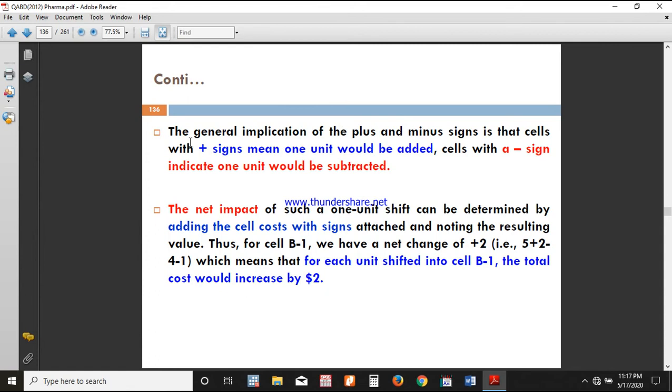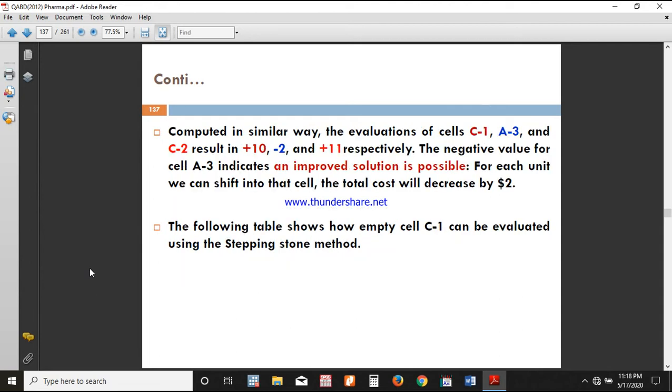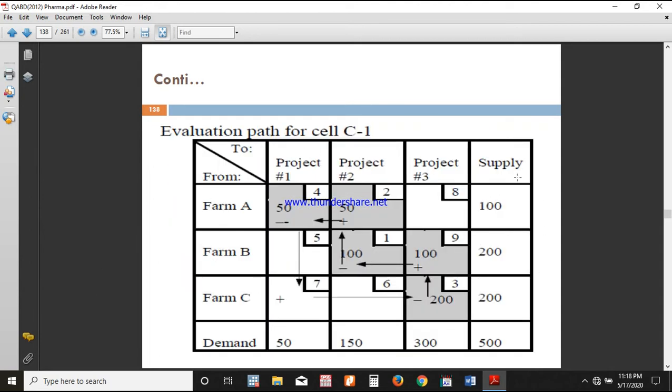And you alternate the plus and minus signs, beginning with the plus sign in the cell being evaluated. The plus sign means 1 unit will be added, whereas a minus sign indicates 1 unit would be subtracted. The net impact of this shift is determined by adding the cell costs with the signs attached, noting the result value. Based on this, here are the northwest corner values, with the total cost of 1,900.